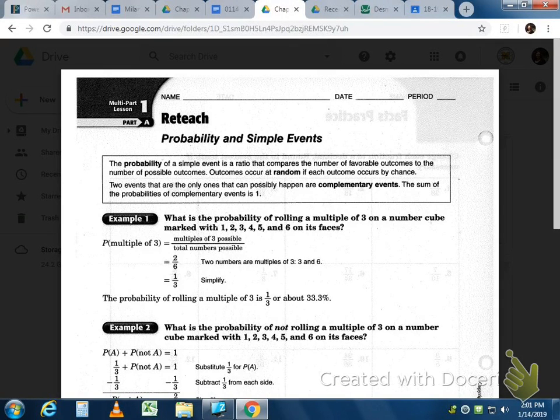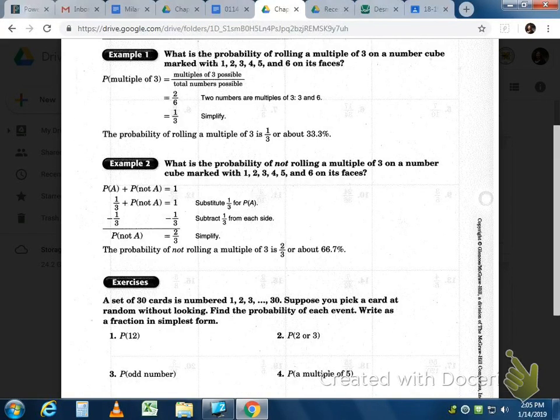Lesson 8.1a, Probability and Simple Events. The probability of a simple event is a ratio that compares the number of favorable outcomes to the number of possible outcomes. Here is example 2.